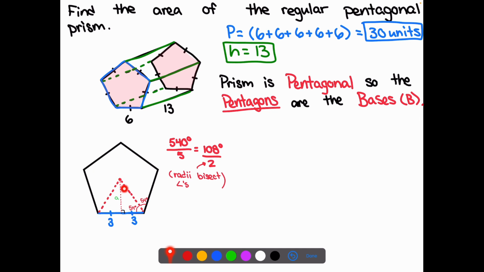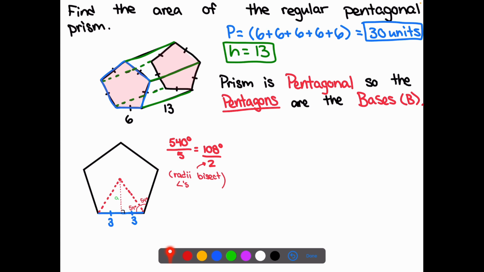Now, when I created this triangle, I had to create it by drawing in these radii. And we have to remember that radii bisect angles. So therefore, this 108 degrees split into 54 and 54. Because if I add these together, I get back to 108. From there, we don't have special right triangles for a 54-degree triangle. It just doesn't exist. I mean, we could probably create one, but it just doesn't exist currently.